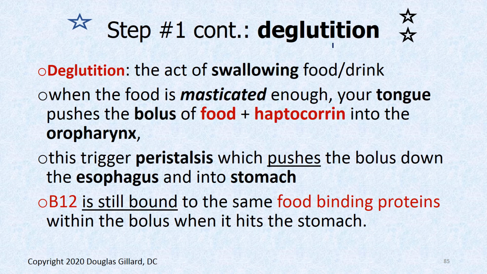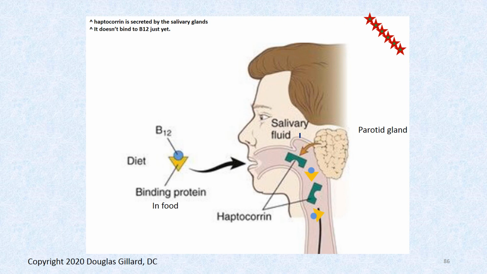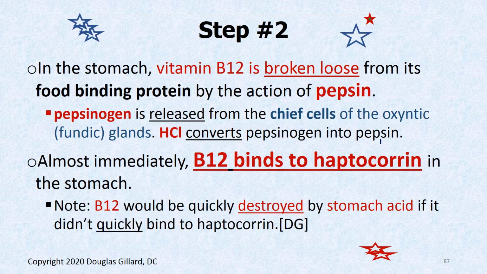So swallowing, that's called deglutition, as you'll know from physiology. That's where the macerated food gets pushed back in your mouth and it triggers a reflex. The pharynx has a peristaltic wave that pushes it into the oral pharynx. I'm sorry, the oropharynx is where peristalsis starts. It pushes it down into the esophagus. And food binding protein plus B12 plus haptocorrin all go down into the stomach. You can see the B12 still bound here heading down to the stomach, with haptocorrin released from the salivary glands like the parotid gland.